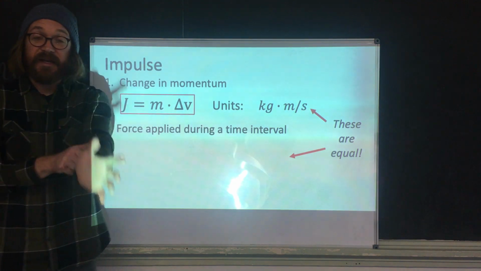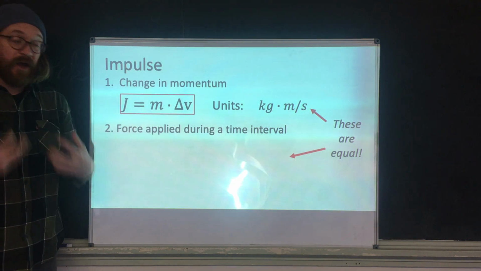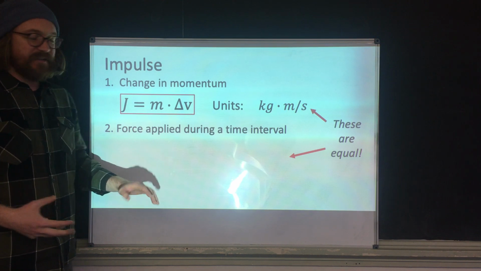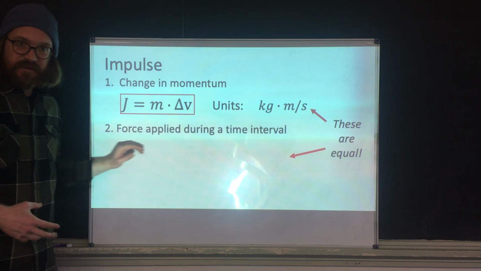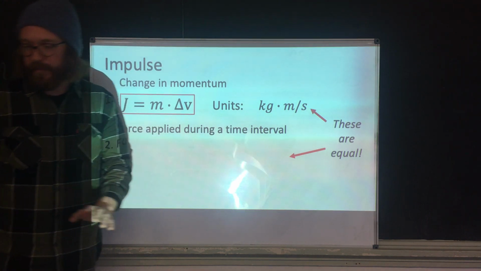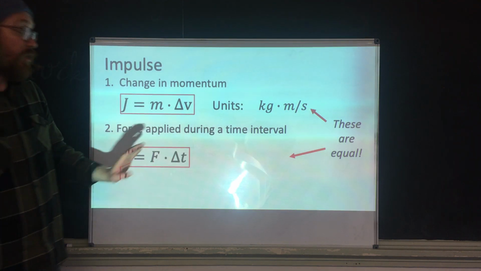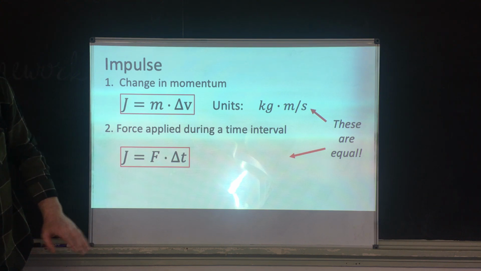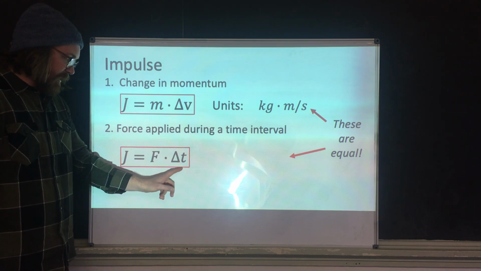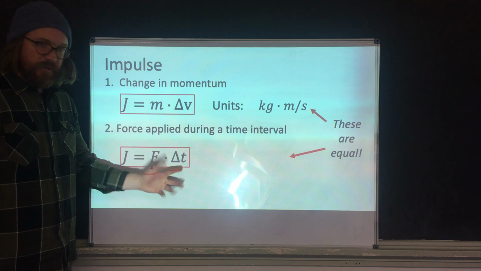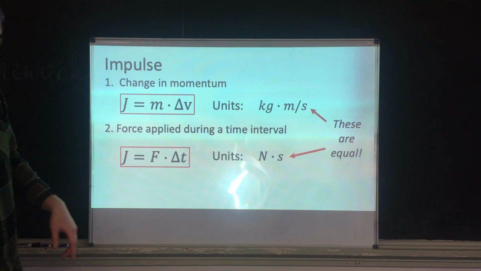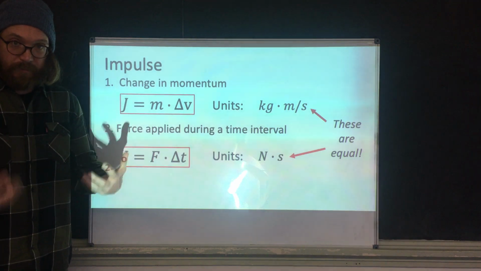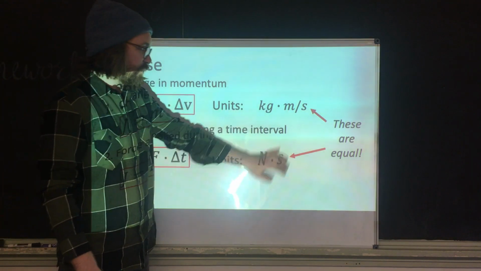But like I said, impulse comes from a force. So the other way to calculate that is if you take the force that's applied and multiply it by the time, you also get impulse. The unit for this is force times time. Well, force is newtons, time is seconds, so we can use newton-seconds. It is important to remember that these two units are equal.